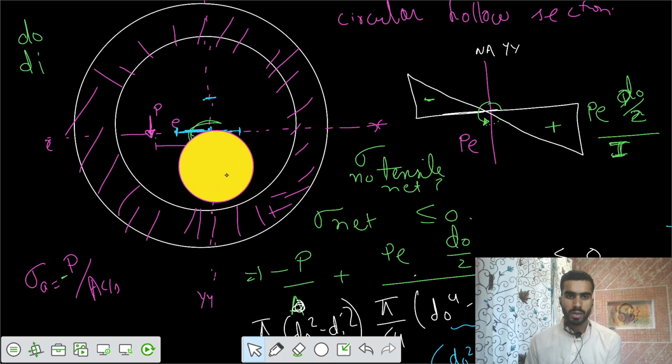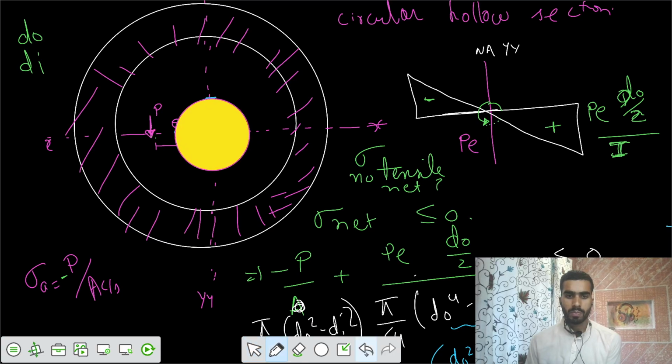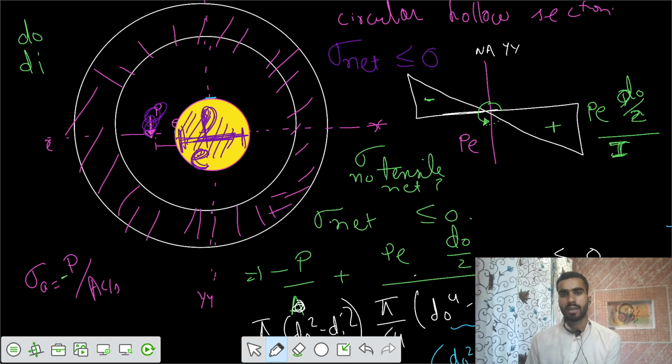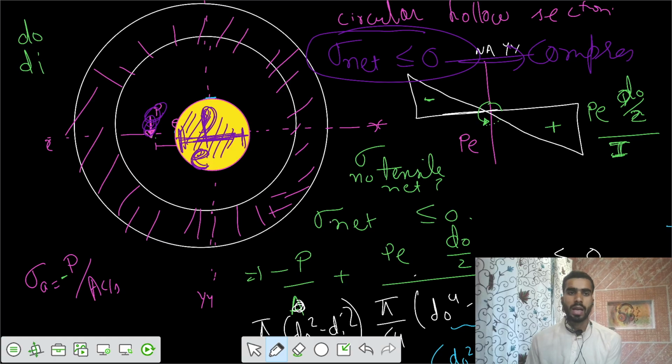So I got some circle such that if the load P is in this part, if the E is coming in this, then your net stresses would be less than 0. That is compressive. Overall stress is compressive at any point. Infinite number of points we have on the cross section. That means at each and every point we have compressive stress of sigma. No tensile stresses is there.